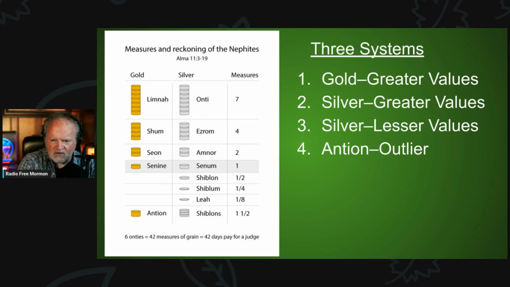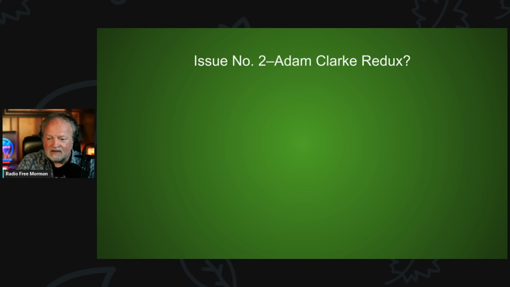So you have the gold over there. You see the gold on the slide on the left, the greater values, and silver, you have the corresponding greater values to the gold. Then in silver, you have the lesser values, and only in the silver do you have lesser values. You don't have any lesser values in gold except for one outlier, and that's the antion. And that's worth 3 of the smallest silver pieces. Okay. I have no idea why that got thrown in there at the end.